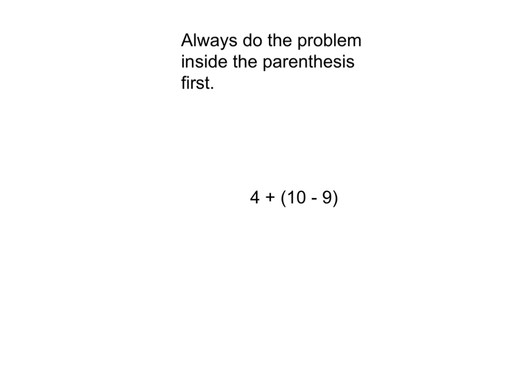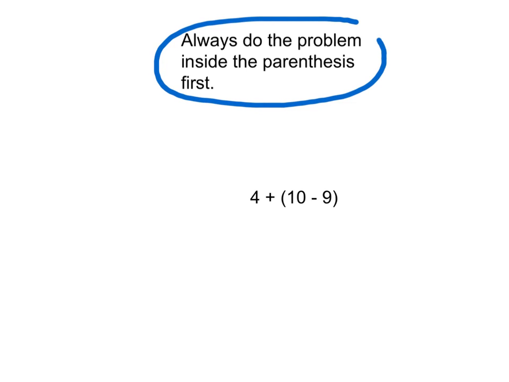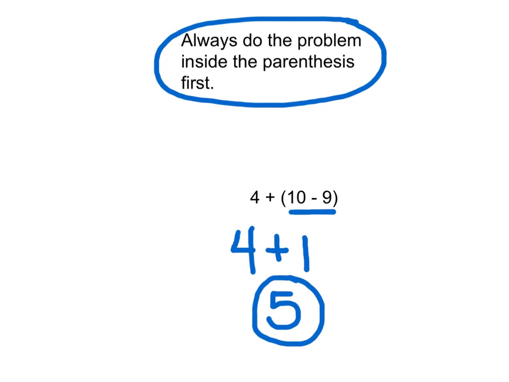When you see an expression with parentheses, the clue is to always do the problem inside the parentheses first. So when we look at this example, 4 plus, and then in the parentheses we have 10 minus 9. The first thing we're going to solve is the 10 minus 9. And we know 10 minus 9 is 1. But we aren't finished solving this equation because we still have that 4 plus part that hasn't been dealt with. So let's go ahead and do it now. Now we have 4 plus 1, and our answer to the problem is 5.